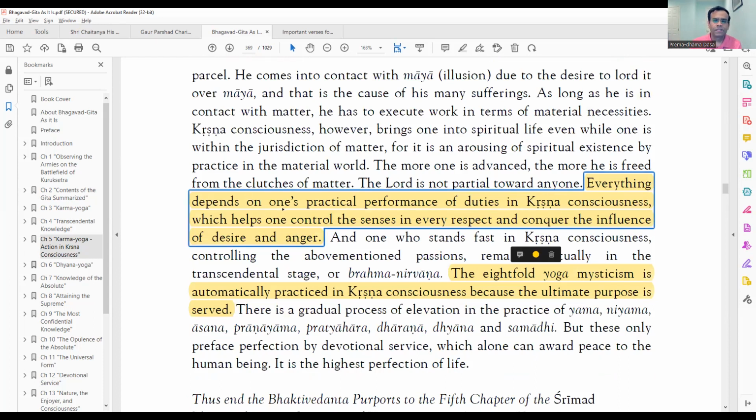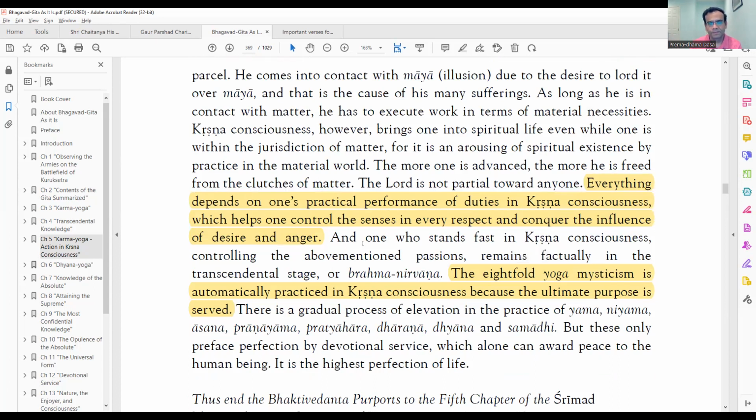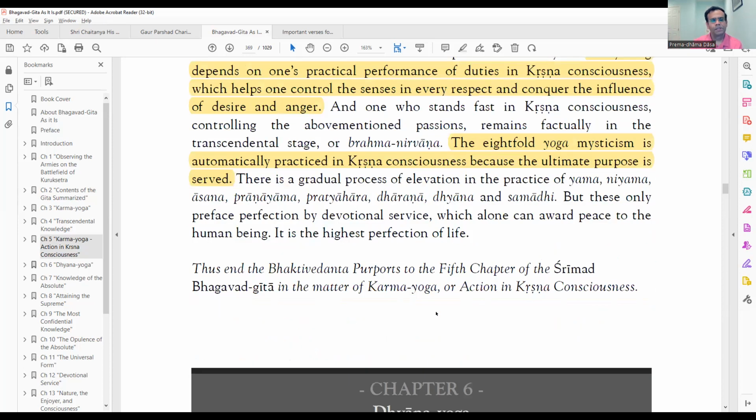Important statement. Everything depends on one's practical performance of duties in Krishna consciousness, which helps one control the senses in every respect and conquer the influence of desire and anger. So it depends on my performance. As we read in the Nectar of Instruction preface, advancement in the process of bhakti is dependent on the practitioner. As we were discussing, people are born in environments that are perfectly conducive for their spiritual growth, but still they're not able to take up. The Eightfold Yoga mysticism is automatically practiced in Krishna consciousness because the ultimate purpose is served. Thus ends the Bhaktivedanta purport to the 5th chapter.